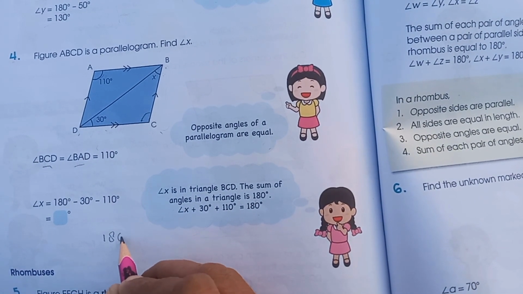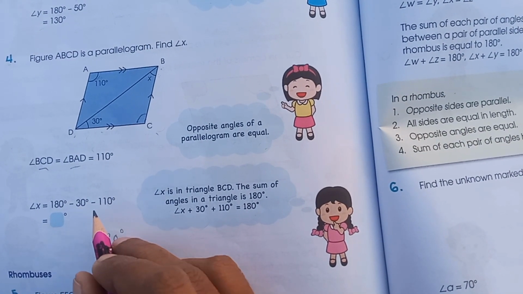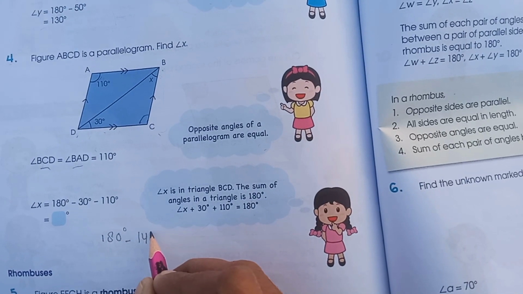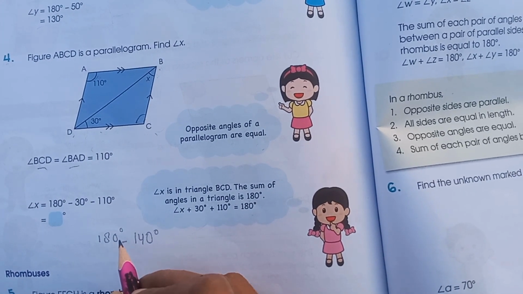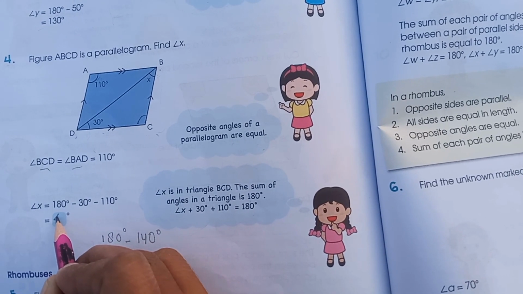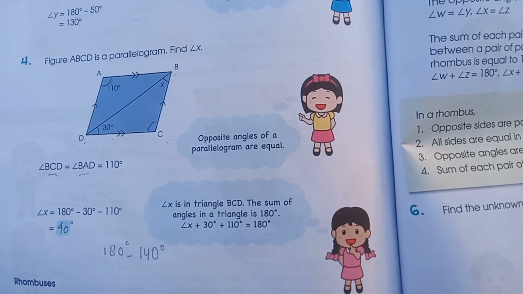180 degrees minus 110 and 30. Adding 110 and 30 gives 140 degrees, and after subtracting 180 minus 140 degrees, the answer will be 40 degrees. So it has been done now.